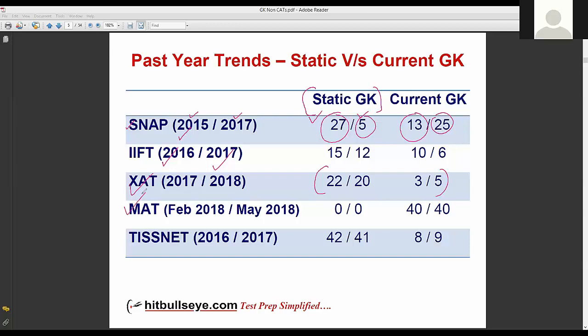Next, one of the most predictable and easier papers that you will find as far as the general knowledge section is concerned is MAT, right? So again, for the last 2 or 3 years, all the times that MAT has been administered, they have almost 100% inclination towards putting in only current GK questions, that too only for the last 6 months. Okay.